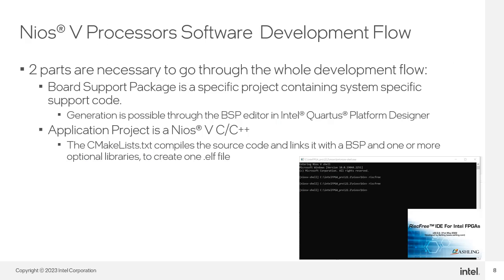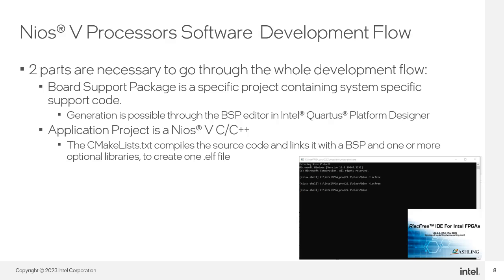A Nios V C++ application project has the following features. It consists of a collection of source code and a CMakeLists.txt. The CMakeLists.txt compiles the source code and links it with a BSP and one or more optional libraries, to create one .elf file. One of the source files contains function main.